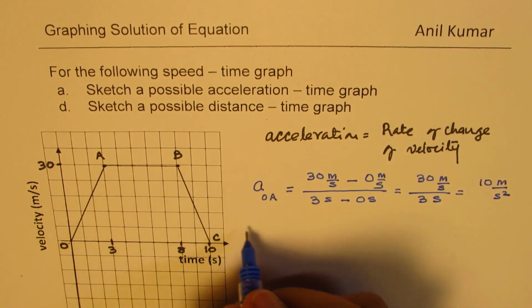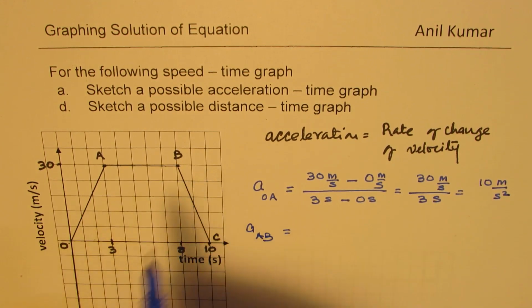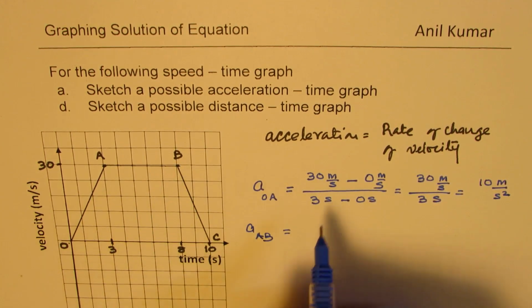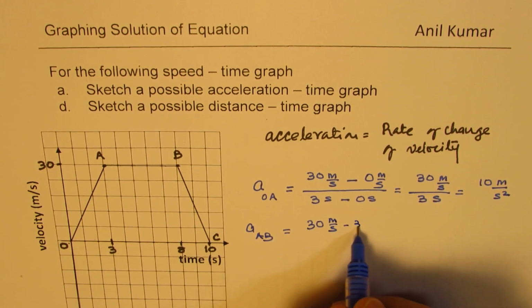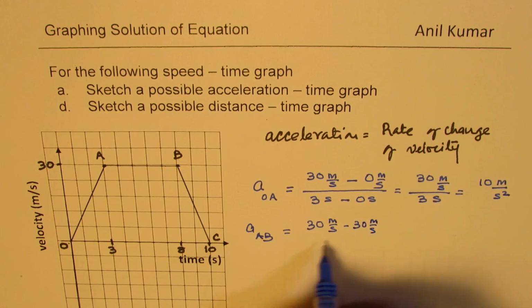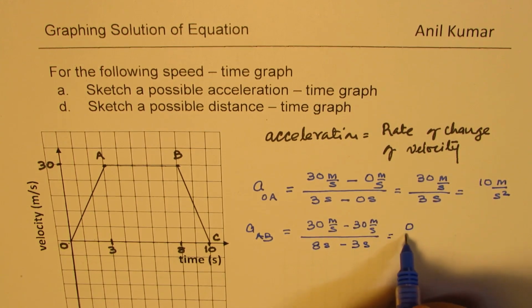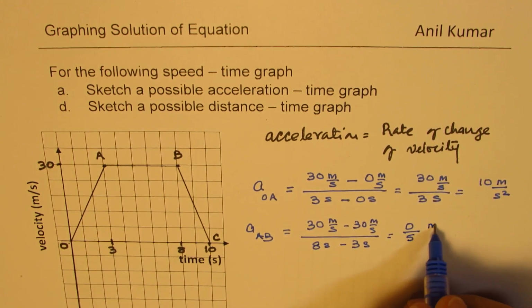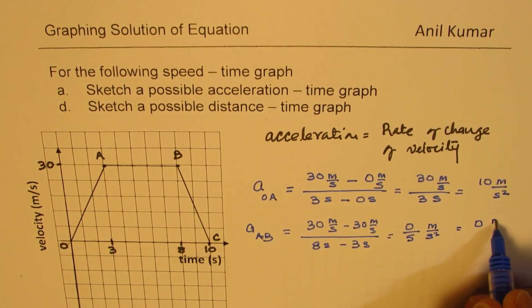In the second interval, which is from A to B, the change in velocity is 0 since it remains 30 meters per second. Is that clear to you? And the time changes from 3 seconds to 8 seconds. We'll do 8 minus 3 seconds. We get 0 over 5 meters per second squared, and that is 0.